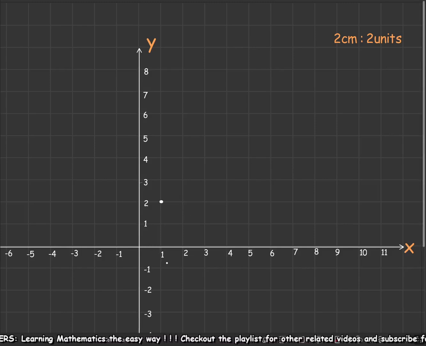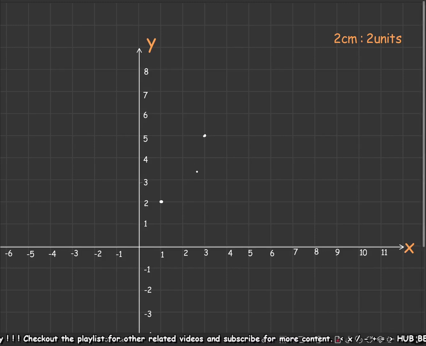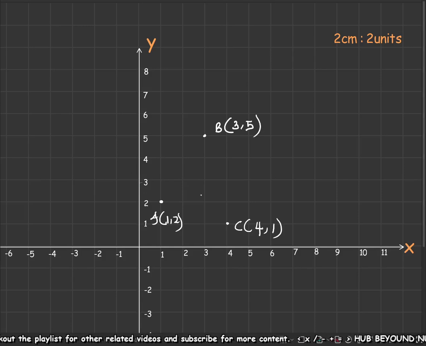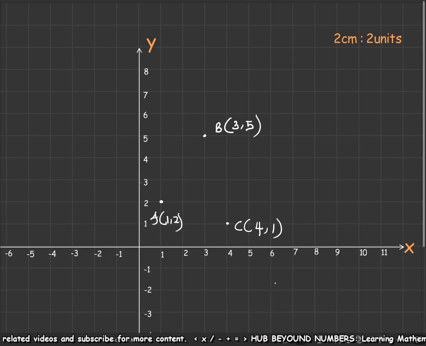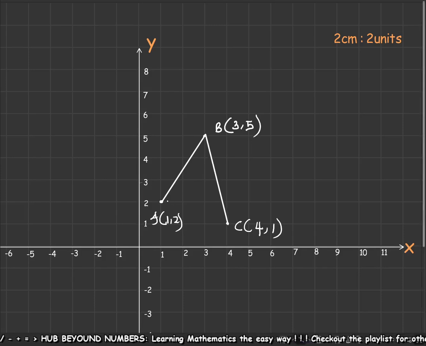Then B, we have 3, 5. So we move to 3 and then move upwards 5. This is where we have our B. And then finally, we have C being 4, 1. So 4 and then 1. You see, then you just put your labels down nicely as you have seen over here. Now, we were told that it's a triangle. So since you are done plotting, all you do is you join the points with your ruler. You do that nicely.